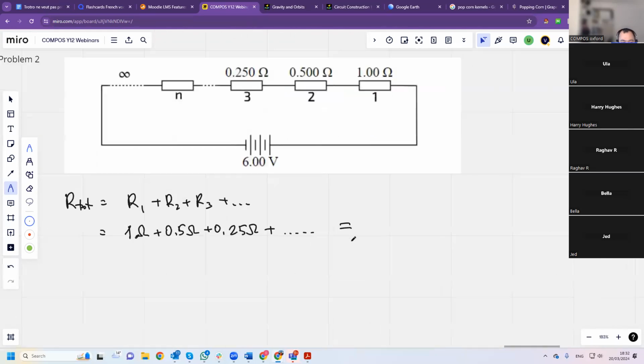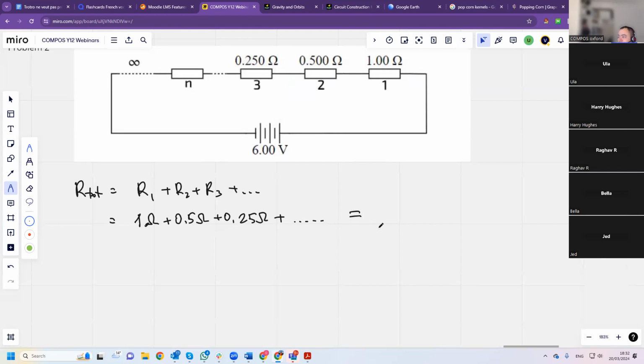Does anyone know? Very good. 2 ohms. 2 ohms. Does anyone not know that it is 2 ohms? I'm happy to explain. Don't be shy. You can send me a direct message. So everybody knows why it is 2 ohms.